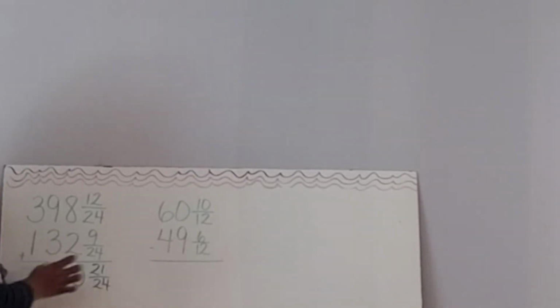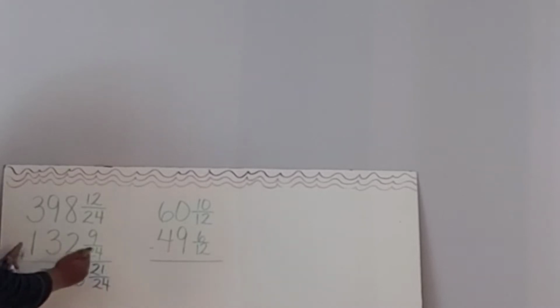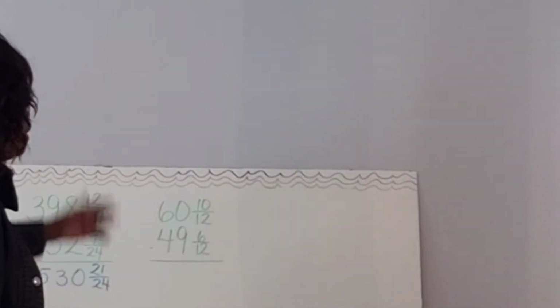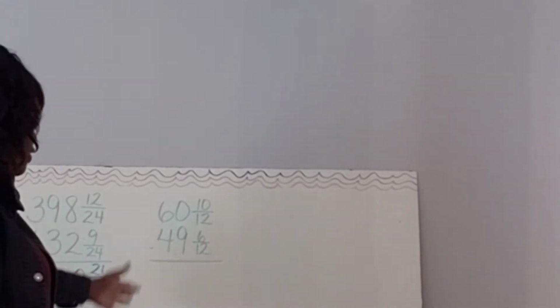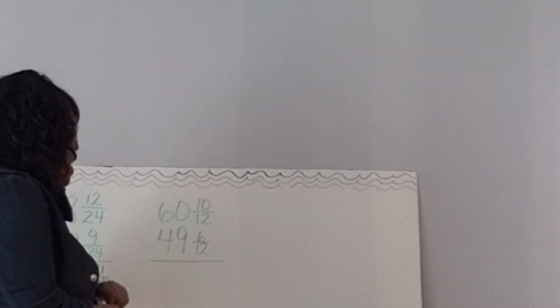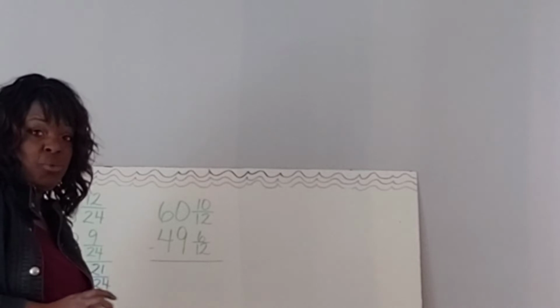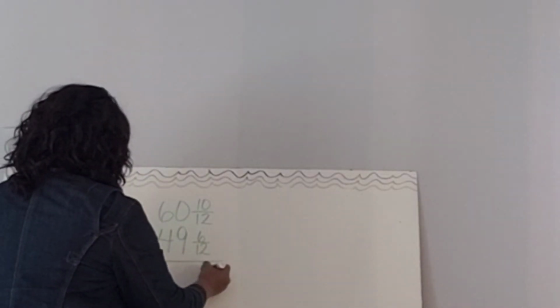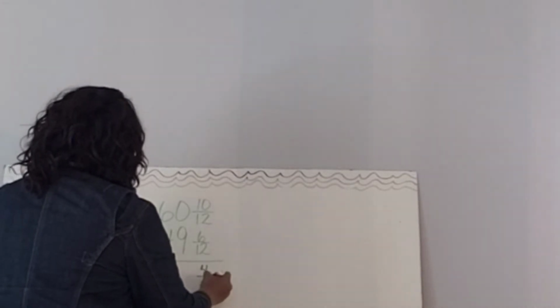So don't write them so close to each other that it looks like 553,021. No, make sure it's 530 and then 21/24. So we're to the side. Then we have our subtracting of our mixed numbers, but it's the same. We start with our fraction side. 10/12 minus 6/12 equals, good, 4/12, excellent job.